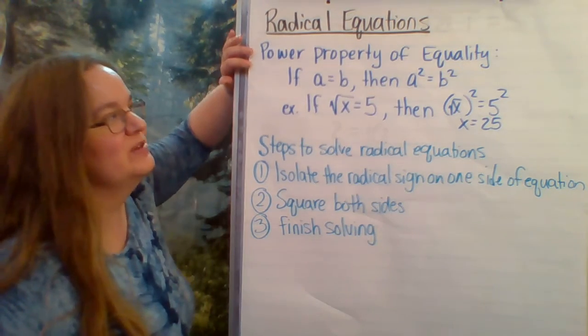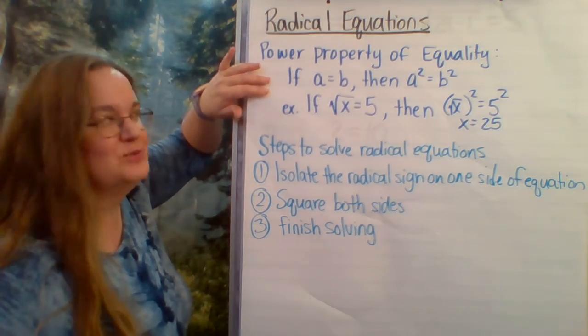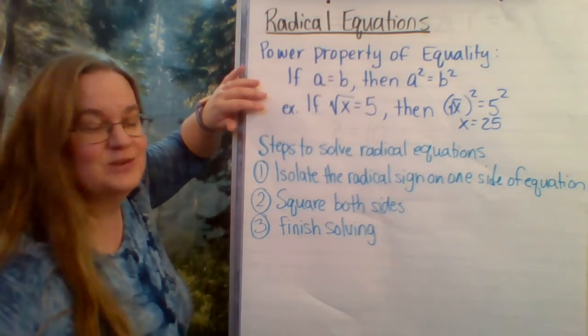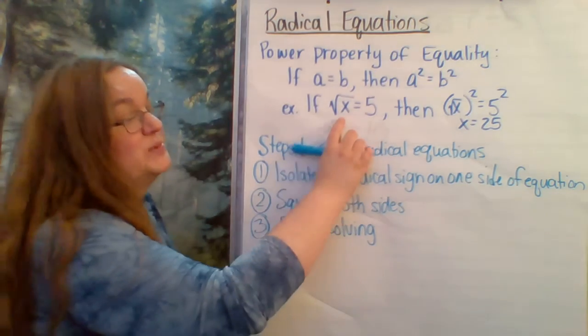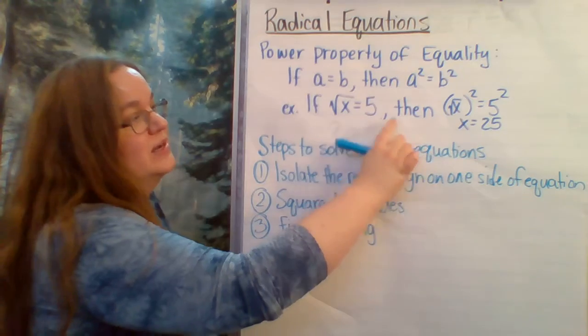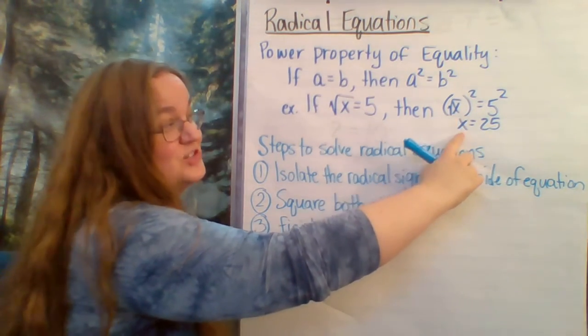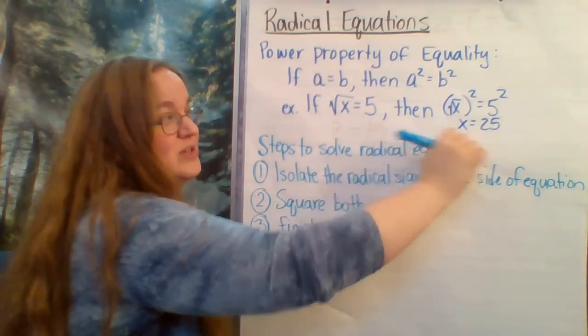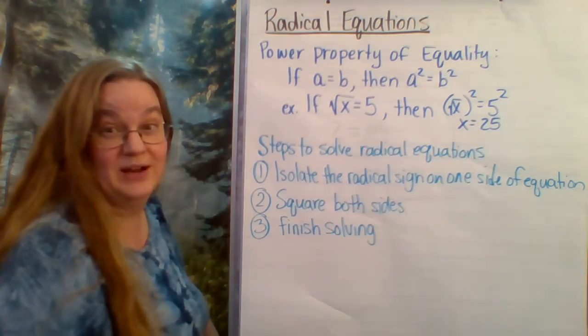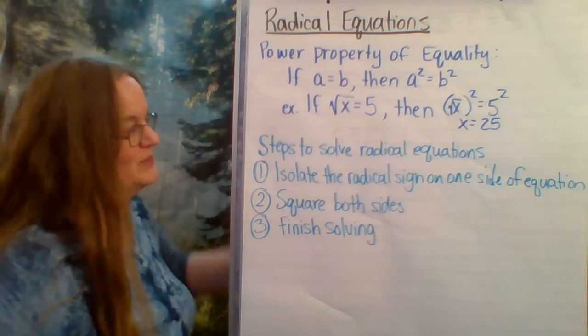So the power property of equality says if I have a equals b, then a squared equals b squared. So for example, the square root of x equals 5. I can square both sides. The square root of x times the square root of x is just x, and 5 squared is 25, so x equals 25. And I can use that to solve, okay?